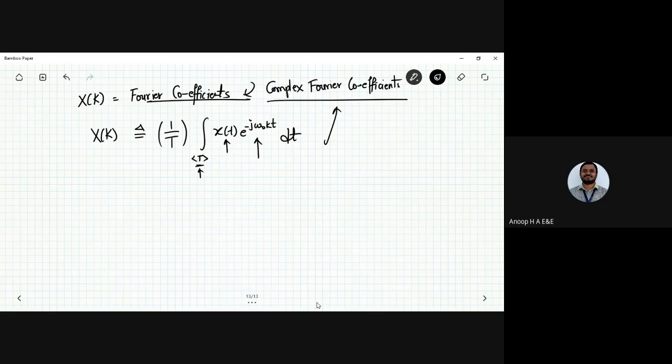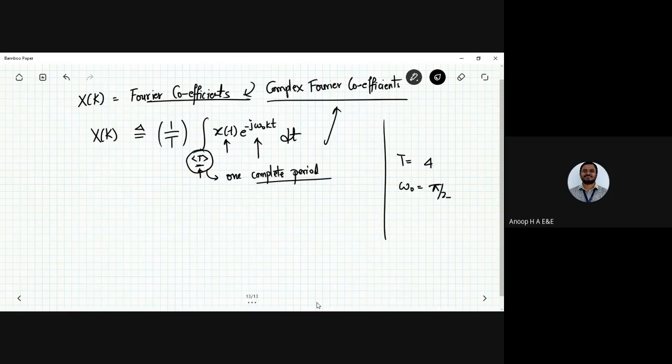Now, giving the representation, I have capital T equal to 4. So what is omega naught? The value of it is 0.5 pi. So omega naught is equal to pi by 2, or 0.5 into pi. Now this one is x of t, and this is over one complete period. So I repeat, it is one complete period. Let me go for the substitution.